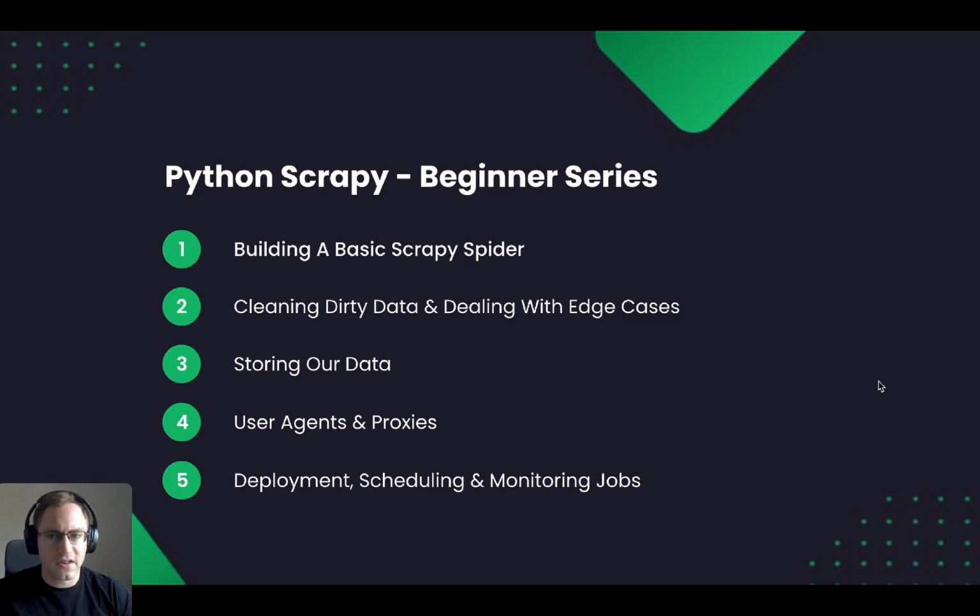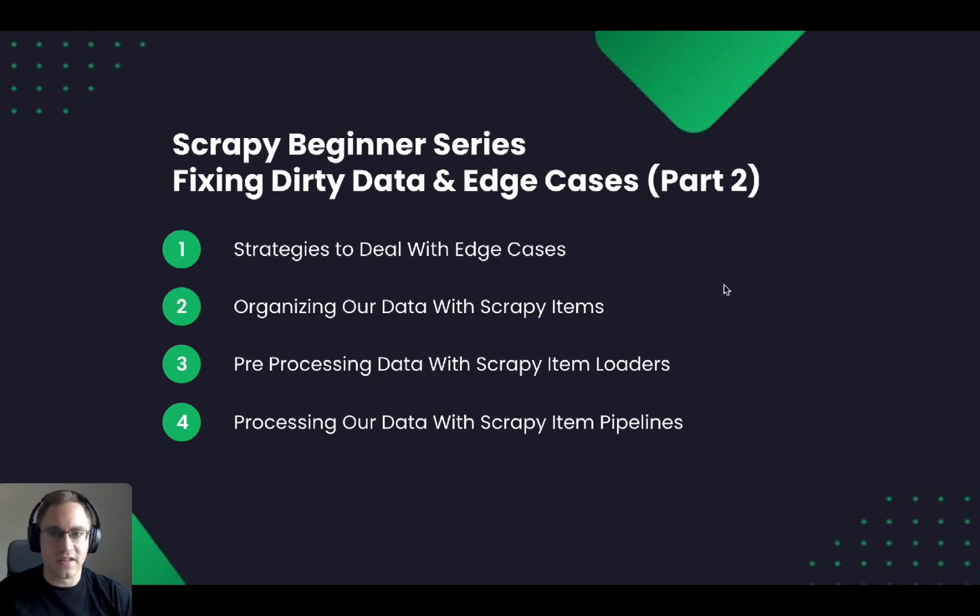So in part 1 we looked at how to build a basic spider that would scrape data from a chocolate e-commerce website. In part 2 we're going to deal with different strategies to deal with edge cases, how we can organize our data a bit better to make it easier for us to actually code our spider, how we can pre-process data, and how we can process data using Scrapy Item Pipelines.